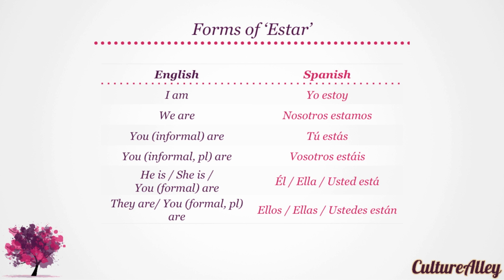Tú estás. And informally, its plural form, or you all are, becomes vosotros estáis. Say that, please. Vosotros estáis. Good. Moving on, he is or she is, or formally you are, translate as él or ella está, or usted está. Can you try the translation for he is? It is él está. Great.